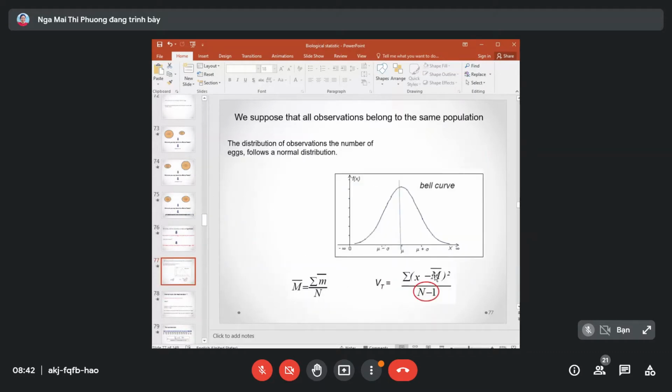Minus the big mean. So you calculate the big mean, square root, divide by n minus 1, where n is the total number of observations. In this case, you have 32 observations, right? So the big N will be 32 minus 1, which is 31.